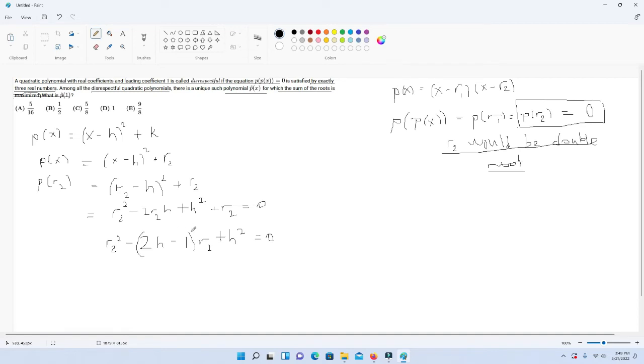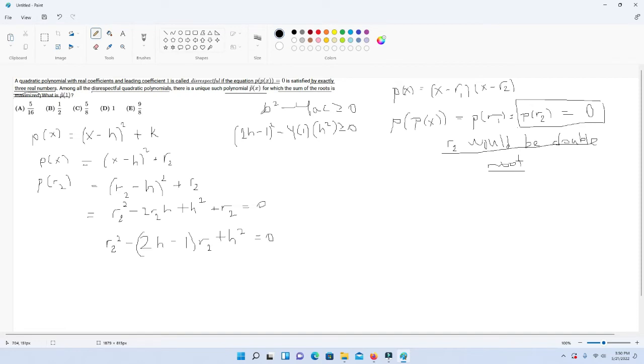So what does that mean? b squared minus 4ac has to be greater than or equal to 0. What's our b in this case? Our b is 2h minus 1. Our a in this case is 1, because there's no coefficient behind the r squared. And our c is just h squared. So we get (2h minus 1) squared minus 4h squared is greater than or equal to 0.